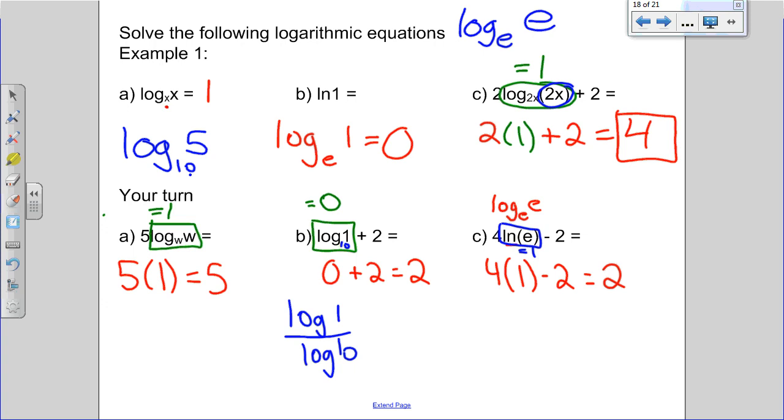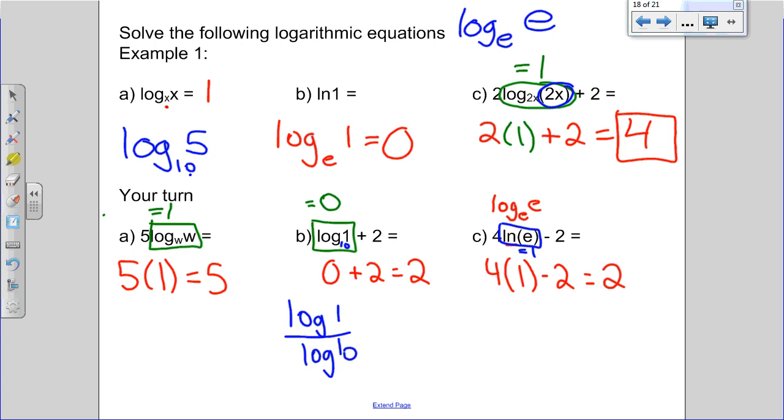No, the reason this one equals 0 is because the argument was 1. So 10 to the power of what equals 1? 10 to the power of 0 equals 1. That's why it's equal to 0. Anytime the argument is 1, the value of that log is 0. Okay, you don't even really use those log laws very often. They pop up every once in a while, but not all the time.